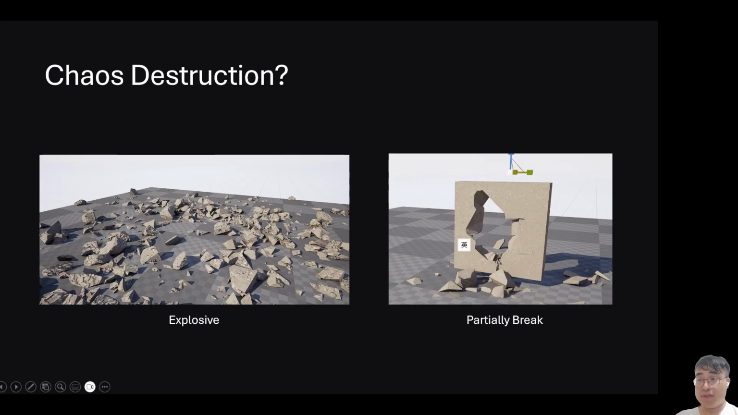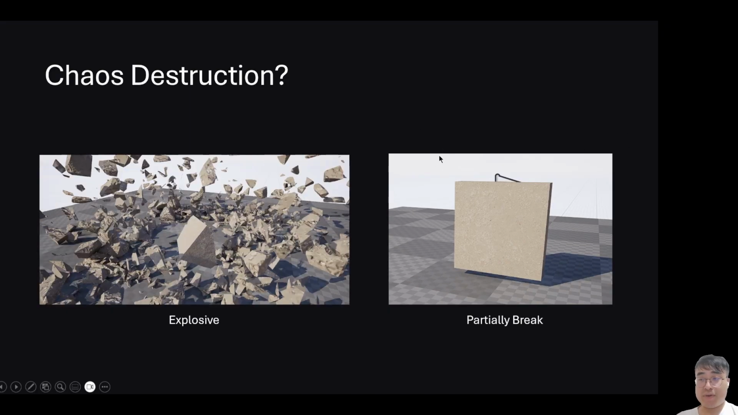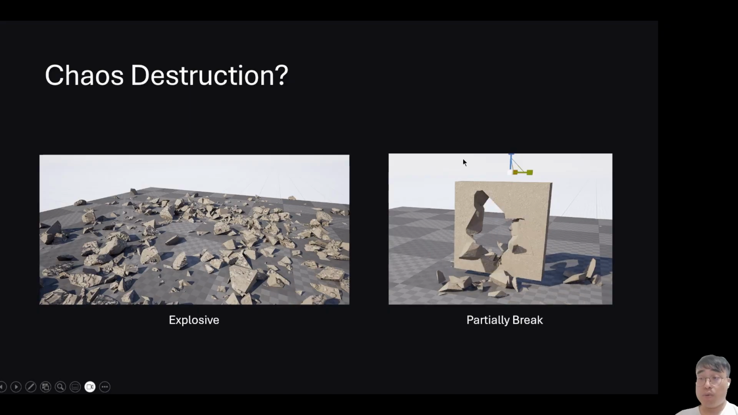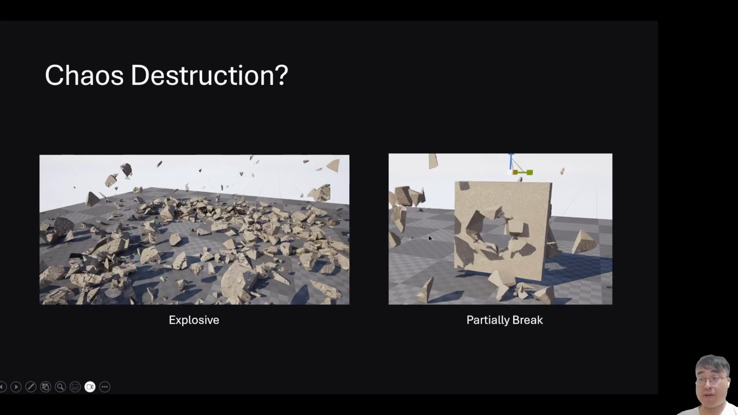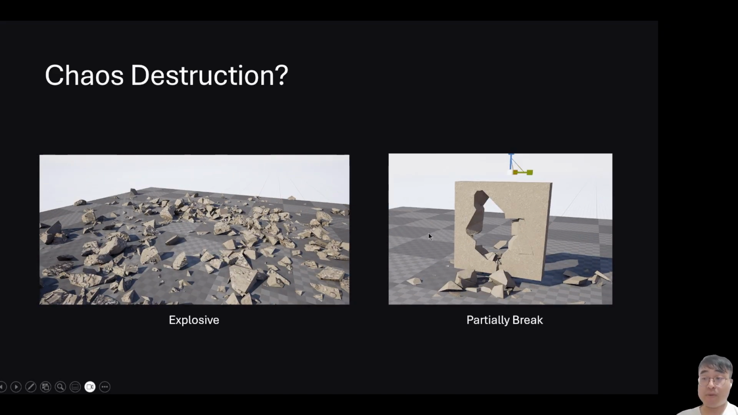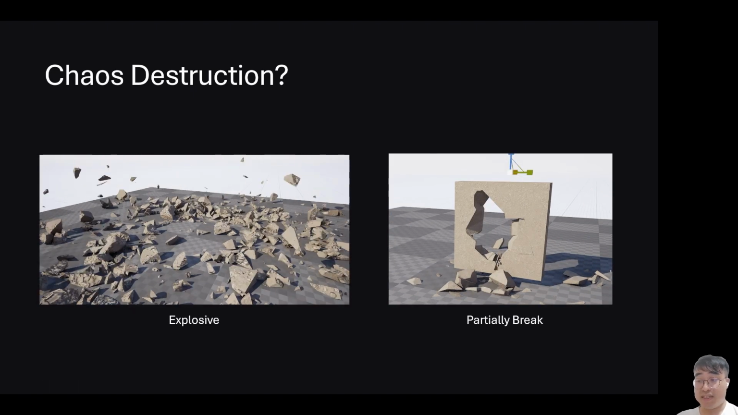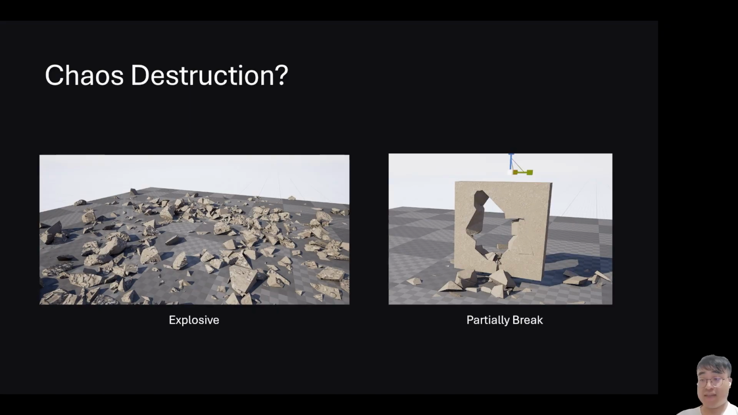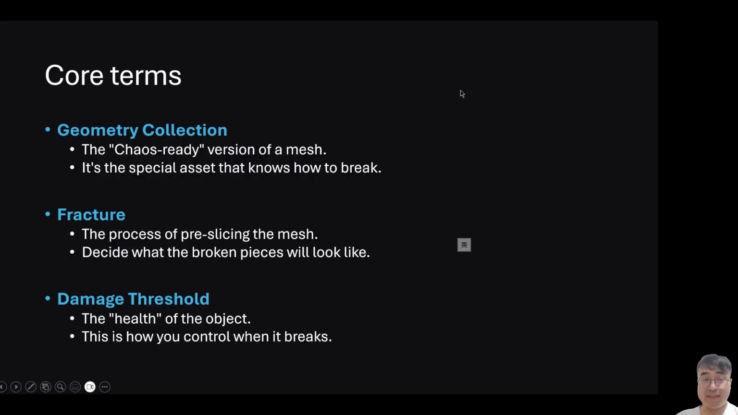As shown here, in this cube example, you can create stunning real-time destruction effects, shattering objects into countless pieces or breaking them apart in controlled cinematic ways, from crumbling walls to exploding structures. Chaos lets you craft immersive, interactive environments that react.